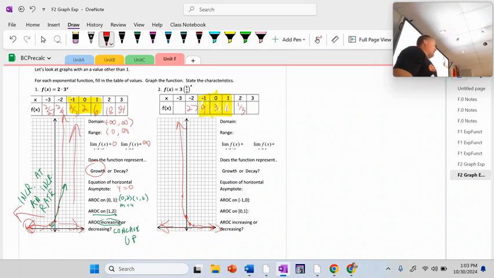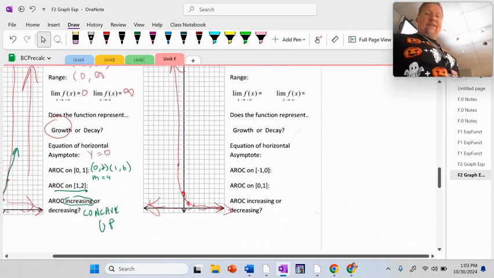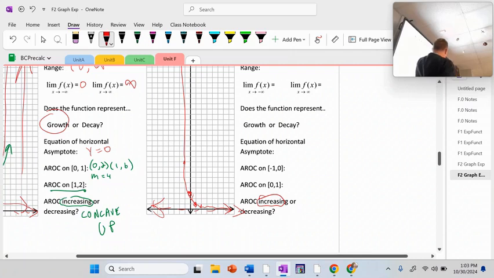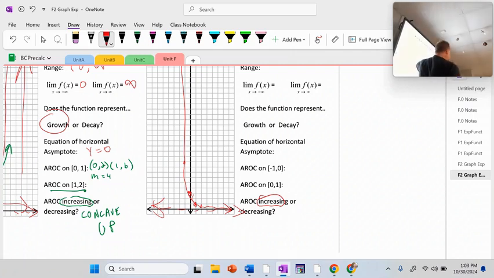Decreasing. At what kind of rate? Increasing or decreasing? Here's why. The slope of this tangent line, a guess might be like negative 20. It's really steep. But then this one might be like negative 5. This one might be negative 1. This one might be negative 1/2.